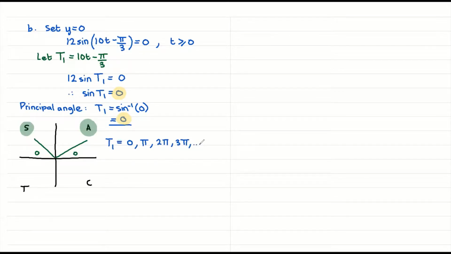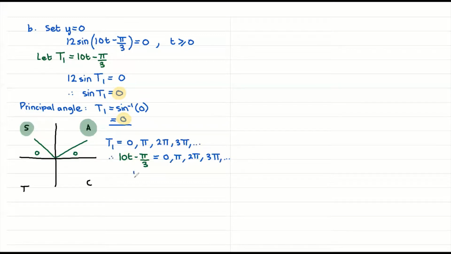Now, if we replace T1 with 10t subtract pi over 3, so that's what we're going to do now. So 10t subtract pi over 3, we have an infinite sequence of solutions for this. So it would be 0, pi, 2 pi, 3 pi, etc. So we simply add pi over 3 to all of them and then divide by 10.